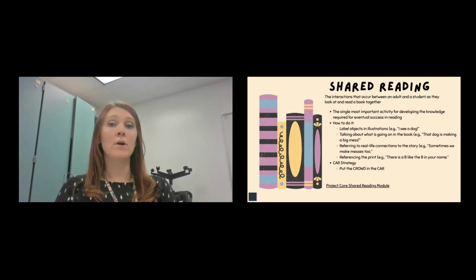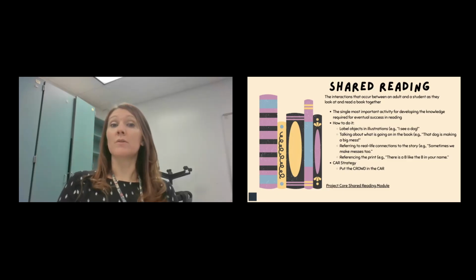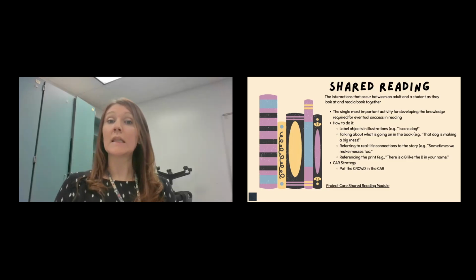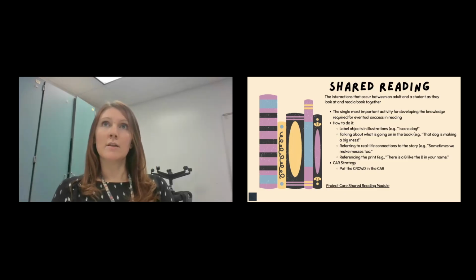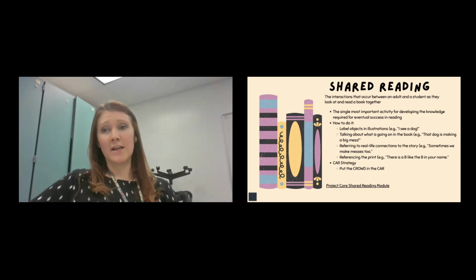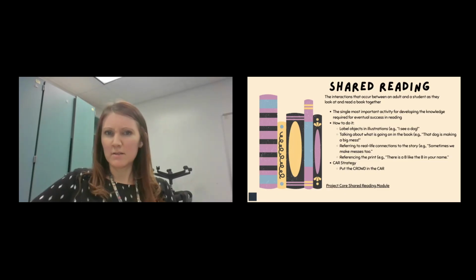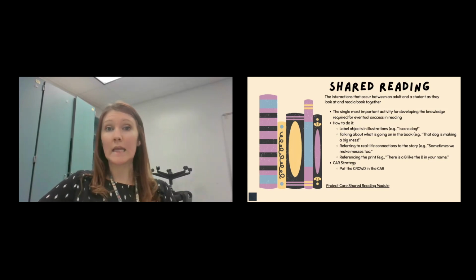So how will you do that? It's not just reading the story to the students. It's not just reading the words on the page. Sometimes you don't even have to read the words on the page at all, but you can label objects in the illustrations. Oh, I see a dog. You can talk about what's going on in the book. Oh, that dog is making a big mess. You can refer to real life connections to the story. So sometimes we make messes too. And you can reference the print, whether you're reading the actual text or you're just doing some print referencing, like, oh, I see a bee, like the bee in your name. So this is a great strategy for all students, not just AAC users.